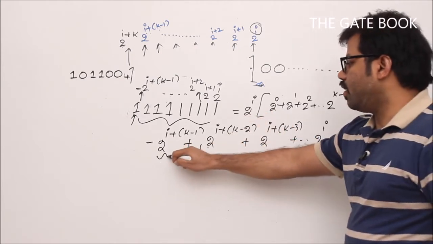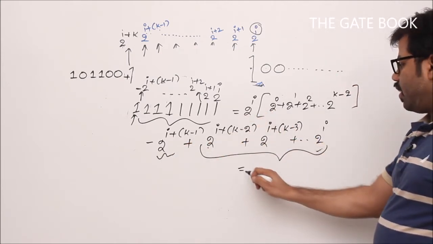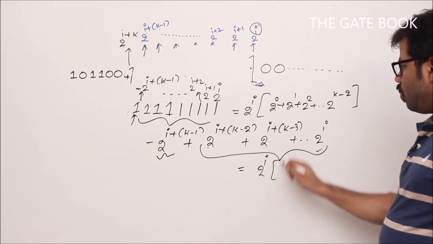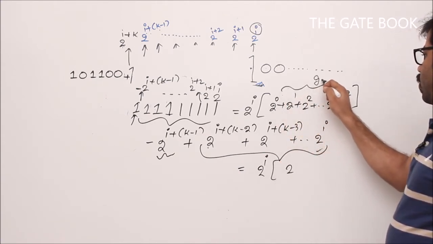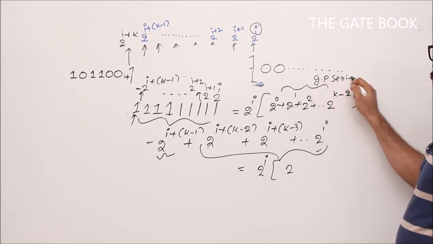Plus this part, okay, we'll see that later. Now if I simplify it, it would be 2 to the power of i into 2 to the power of 0 plus 2 power k minus 2. This is nothing but a GP series. Already I taught you so many times in data structures and algorithms, right?